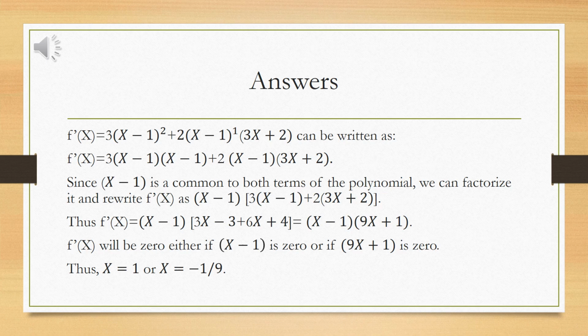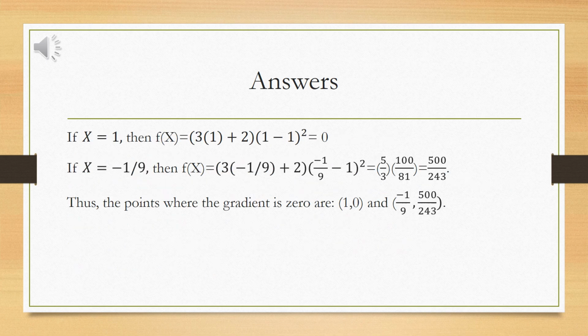F prime of x will be 0 either if x minus 1 is 0 or if 9x plus 1 is 0. Thus, x is 1 or x is minus 1/9. If x equals 1, then f of x equals (3 times 1 plus 2) times (1 minus 1) squared, which is 0.